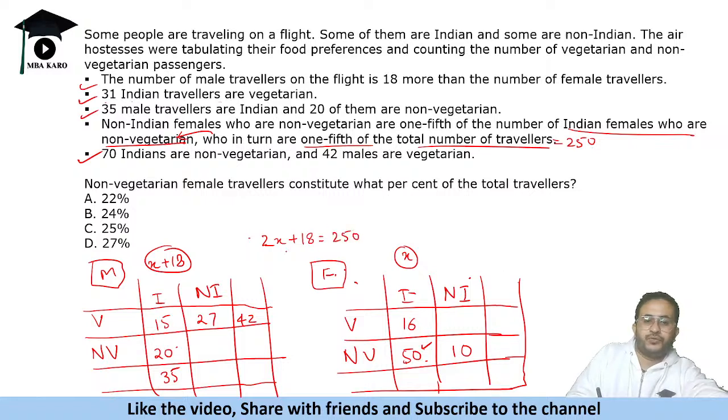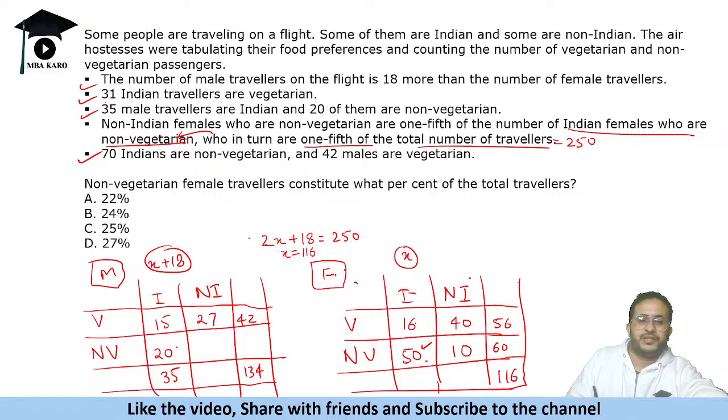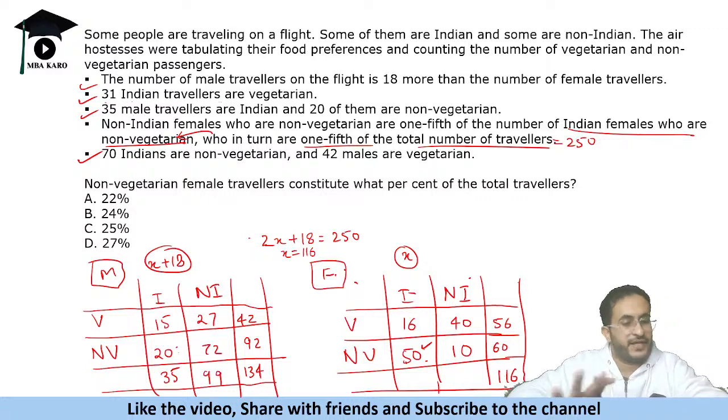So 2x plus 18 is 250. So 2x is equal to 232. x is 116. So 116 total female travelers, and males will be 134. अब missing values निकाल सकते हैं. This is 60, so this will be 56, this will be 40, and this is 42, 92, and 20, 72, this will be 99. So these are the values you will get for different categories like vegetarian, non-vegetarian, male, female, etc.